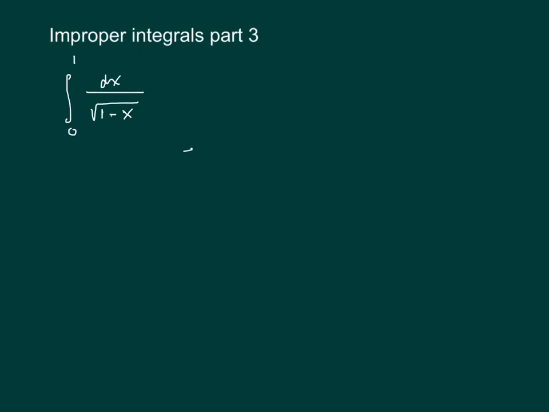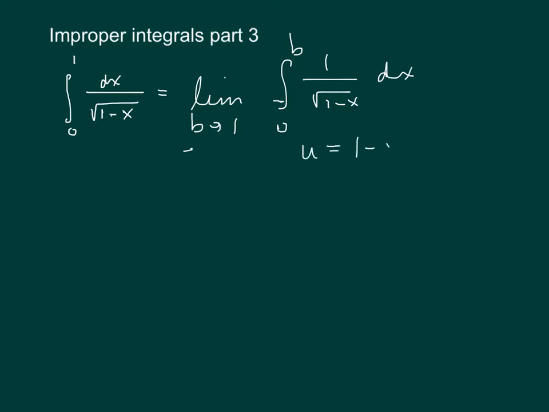So what I'm going to do is what I always do. I'm going to rewrite this as the limit as b approaches 1 of the integral between 0 and b of 1 over root 1 minus x dx. And I'm going to use u substitution for this. So u is 1 minus x. du is negative dx, so negative du is dx.